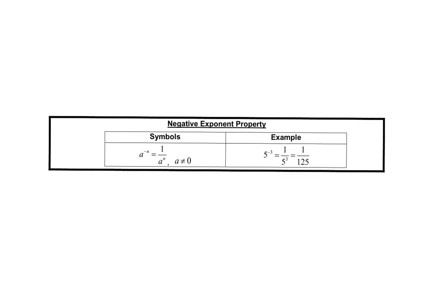So that brings us to the negative exponent property. The negative exponent property states that if you have a to the negative n, that is equal to 1 all over a to the positive n. Same thing, if you have 5 to the negative 3 power, that is equal to 1 all over 5 to the third power, which you can simplify further and have 1 all over 125.